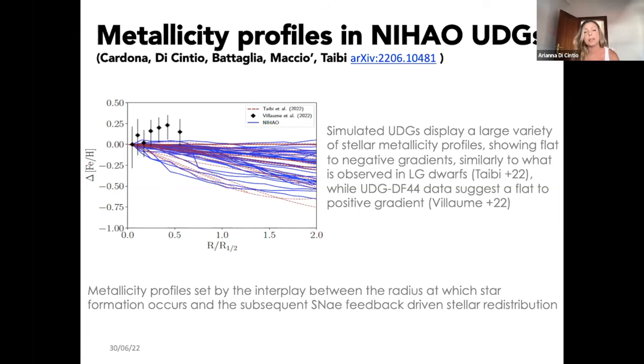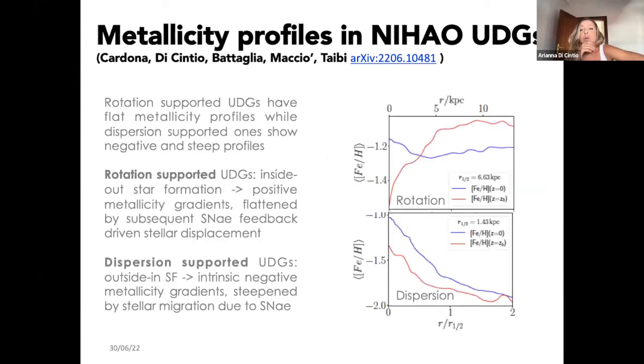They are set by the interplay between the radius at which star formation first occurs and the subsequent supernova feedback, which is able to redistribute stars within the galaxy. This is, as you know, the model put out by Fabio Bernardi and Andrew Pontzen a few years ago, in which supernova feedback launches strong outflows, and this can evacuate both dark matter particles and stars from the center of the galaxy. And so this affects the final metallicity distribution in these galaxies.